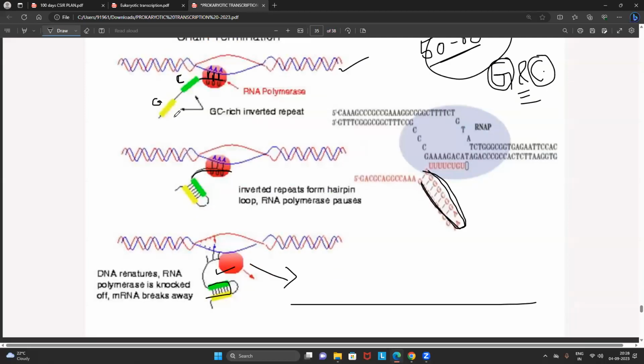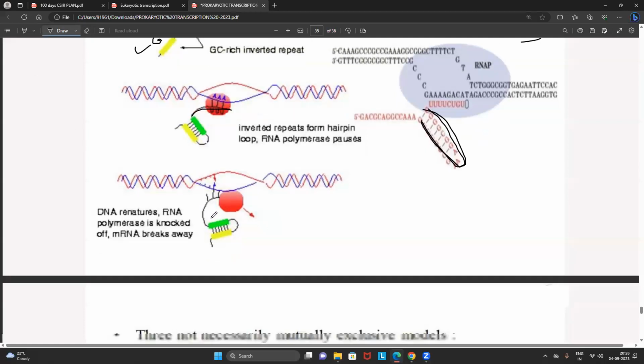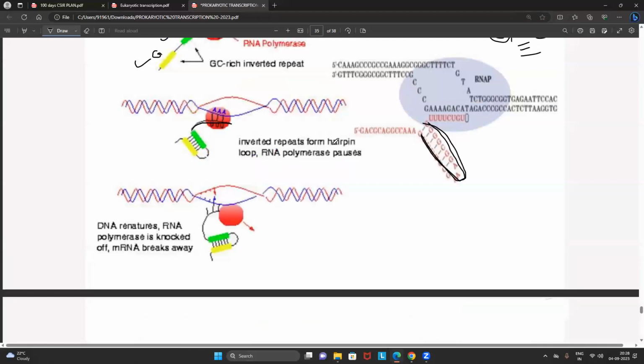The first 50 to 60 nucleotides of mRNA contain an abundant amount of guanine and cytosine. And guanine and cytosine pair with each other to form a hairpin loop-like structure. When they form a hairpin loop-like structure, what you have to remember, friends, the point is crystal clear. Listen to me correctly. Now, friends, this hairpin loop-like structure provides the strength, provides the force to pull.